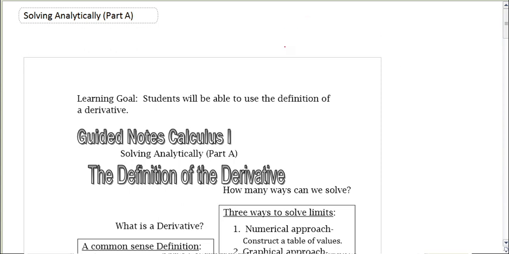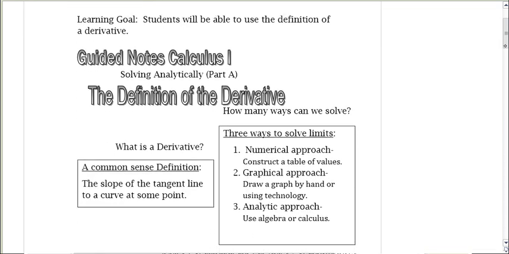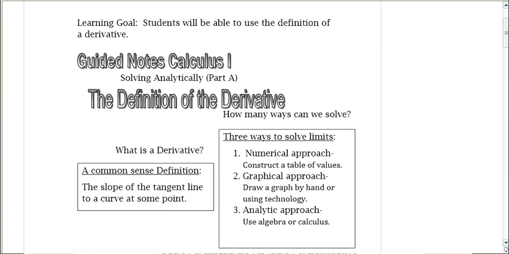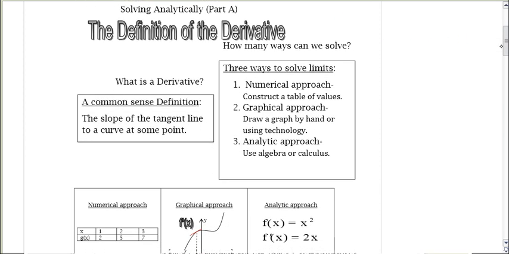Okay, in this video we're going to solve analytically using the definition of derivative, so let's go ahead and start. The learning goal: students will be able to use the definition of a derivative. I'm going to have a couple of not too complicated functions, but we're going to do the same thing as the last video and use the definition of a derivative. So we're going to be solving analytically.